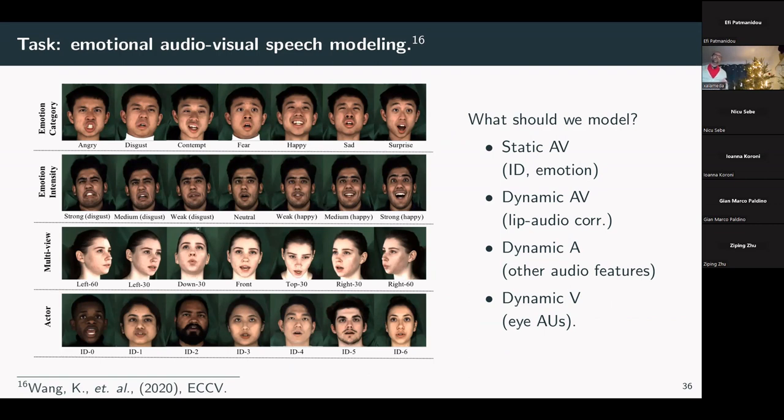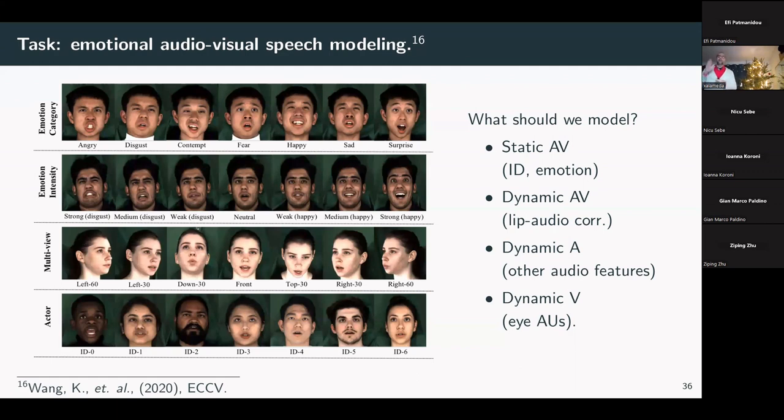And in this dataset, you have a few things that should be modeled because they can vary. So one of them is the ID of the person or the emotion, and these are some kind of static properties of the small audiovisual sequence that we input to our method. We have also dynamic audiovisual latent variables that are those that correlate the lip movements with the speech signal. Right. And then we have dynamic monomodal latent variables, which are audio and video. And these correspond to all the audio and video content that is not correlated with the other one, right?